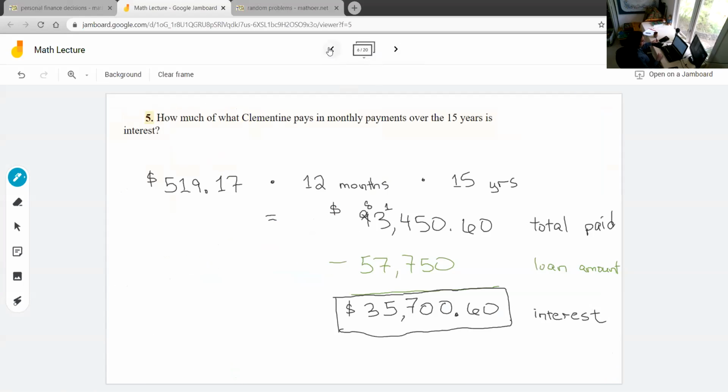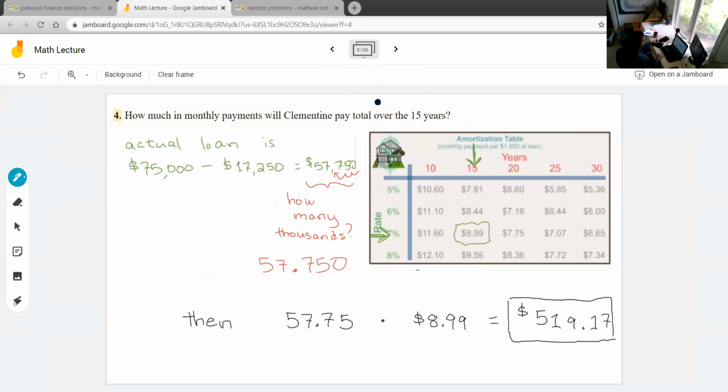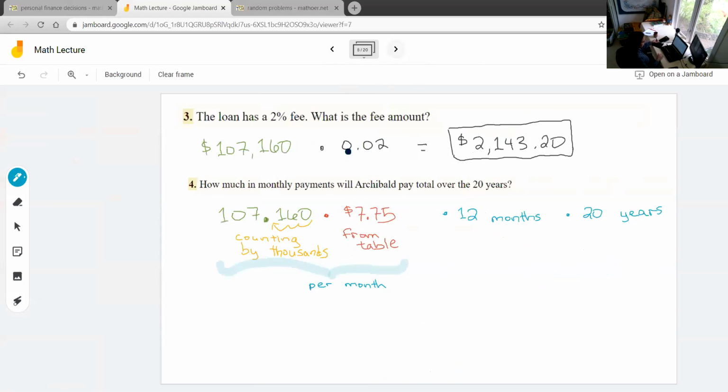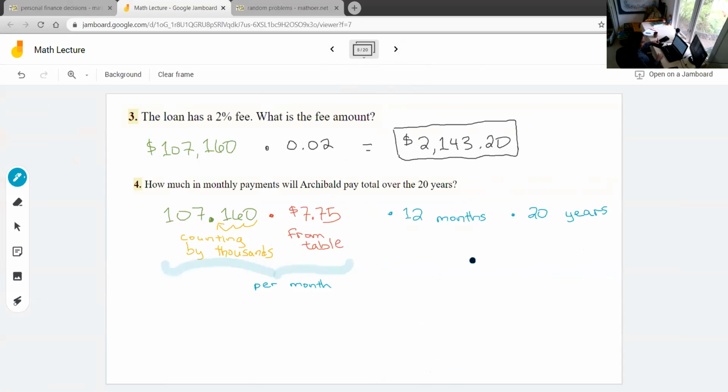Before, we found first her monthly payment, taking that scooted number and multiplying it by the table value. And then we multiplied it by 12 and 15 as a second step. Now I'm doing it all at once because I expect this is what you'll actually do as you're practicing homework. We can take the monthly amount and know that she'll pay that each month, and then we need to multiply by 12 and 20.